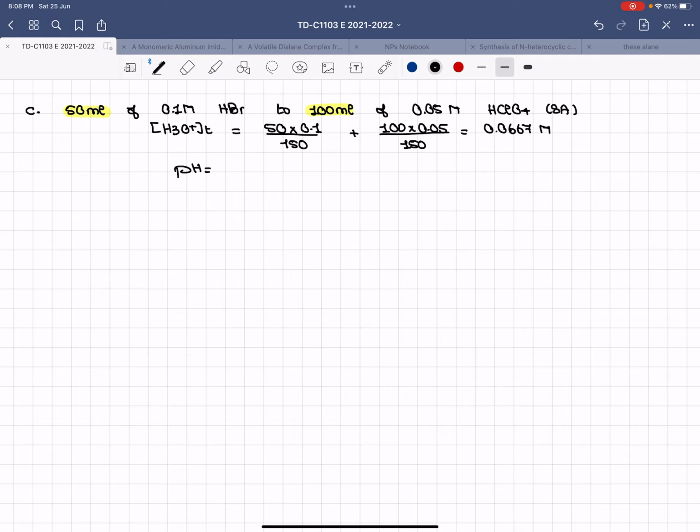Of course 0.0667 is greater than 3.2 times 10 to the power negative 7. The pH is negative log 0.0667, which is around 1.176. Part D.